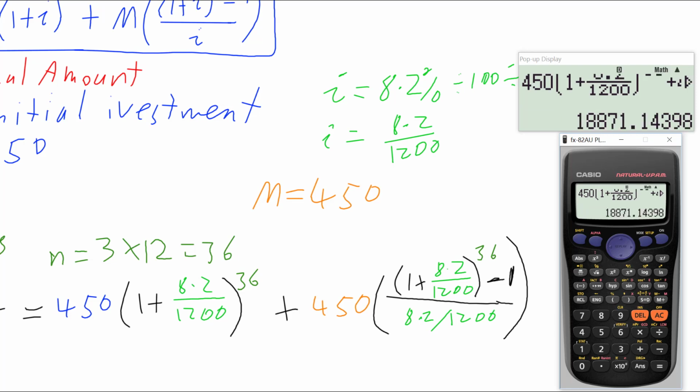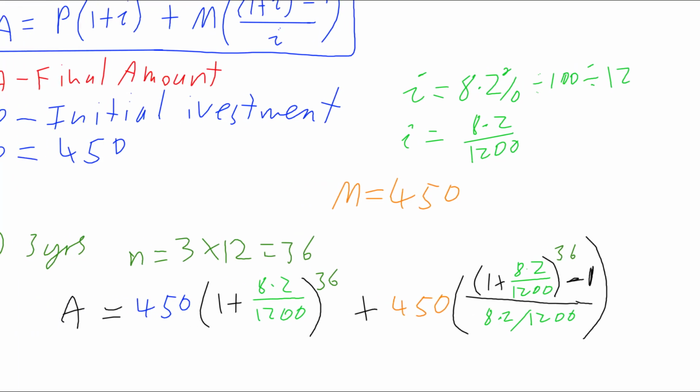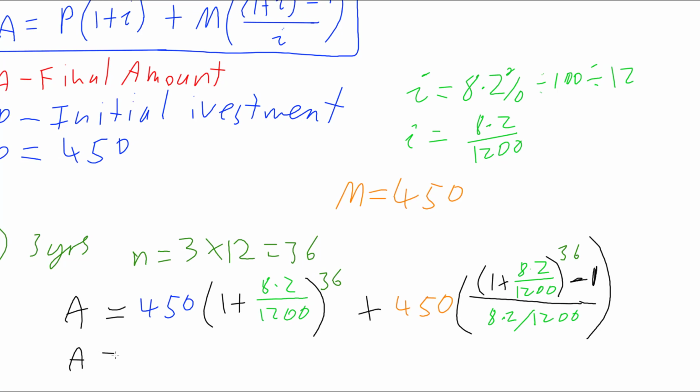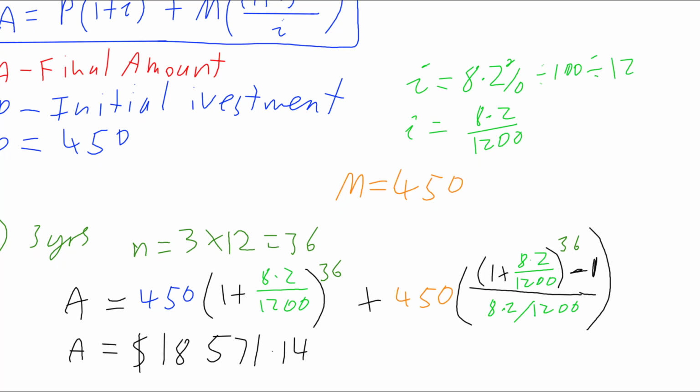Press equals, and we find out our answer is that our final amount after 3 years is that there will be $18,571.14 in the account.